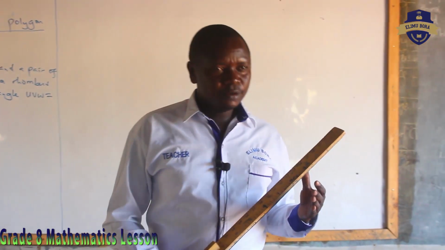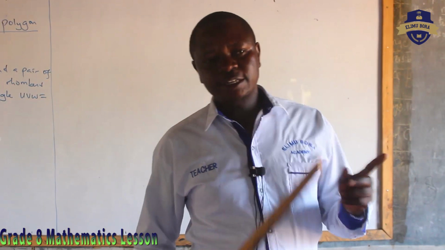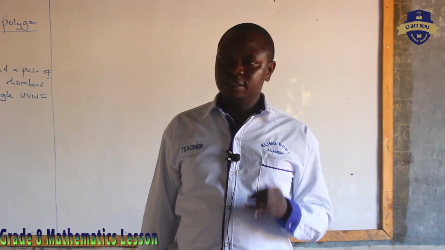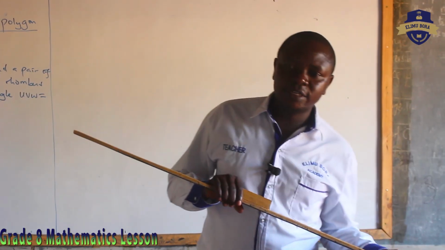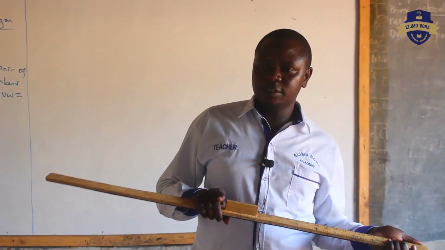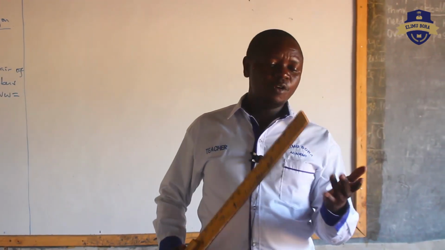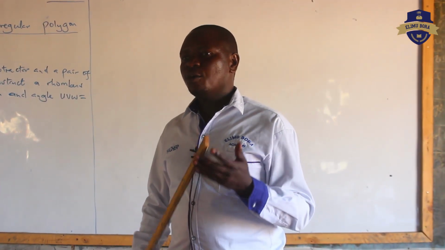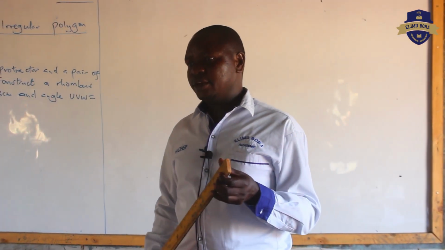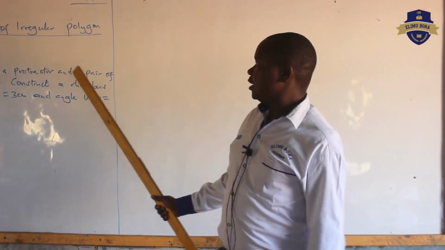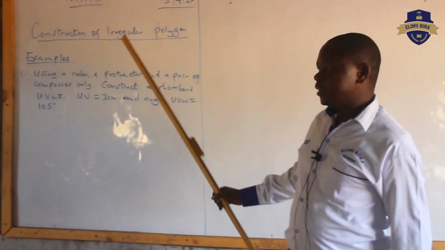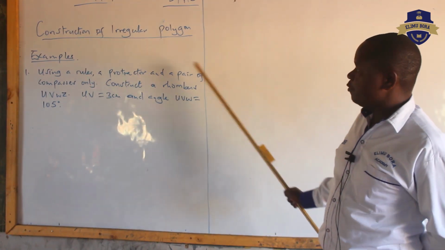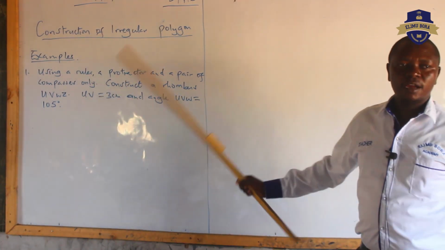But we have regular quadrilaterals. The regular quadrilaterals are what? The square and rectangle, because each angle is 90 degrees, isn't it? But the remaining ones, rhombus, parallelogram, trapezium, are irregular quadrilaterals. Tunaelewana? So for our case here, we have an example saying: using a ruler, a protractor, and a pair of compasses only.